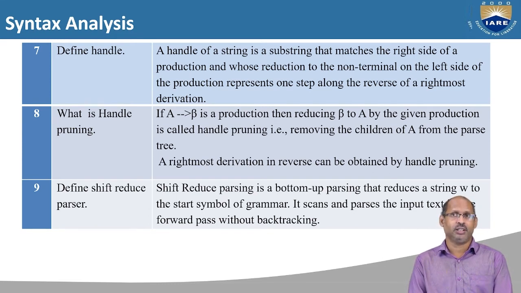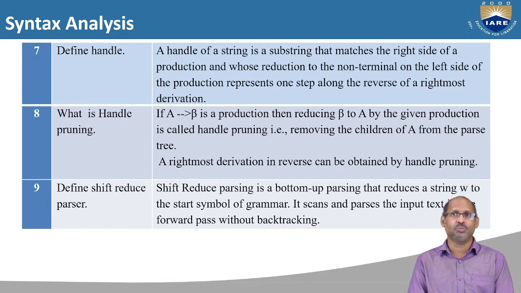If A gives beta is a production, then reducing beta to A by the given production is called handle pruning. It removes the children of A from the parse tree. The rightmost derivation in reverse can be obtained by handle pruning. So, selecting the substring that is a handle, replacing it with the non-terminal, and continuing the process till the root, giving the reverse of the rightmost derivation, is called handle pruning.